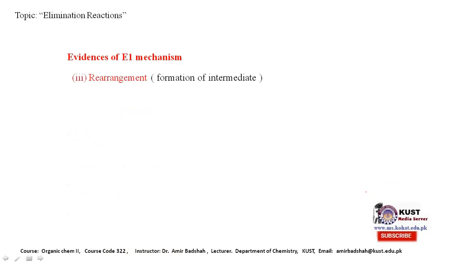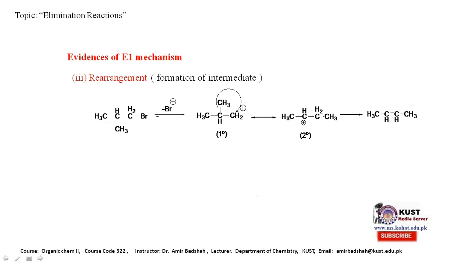The third evidence for the E1 reaction is rearrangement. It means the formation of an intermediate. When the leaving group leaves, what happens? An intermediate is formed. This intermediate is a primary intermediate, because the positive charge is on a primary carbon. If there is a possibility of conversion into secondary or tertiary, it will rearrange. So there is a possibility that a methyl group shifts from this position to this carbon with the positive charge, so the positive charge will shift here, as a result of which a secondary carbocation will be formed.